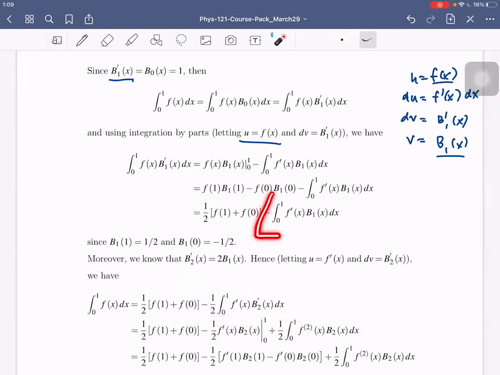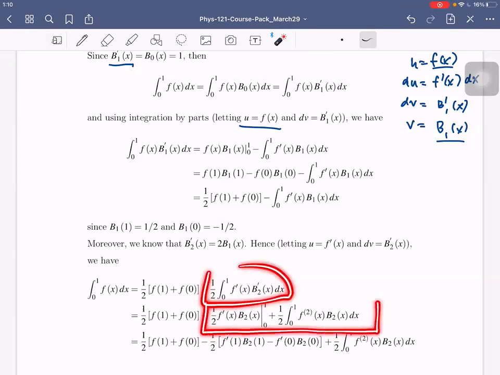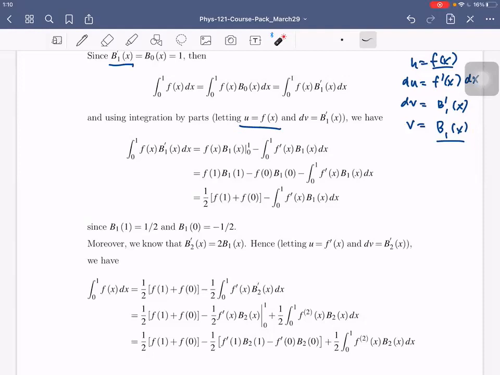So, here, we let f prime of x as u, dv is b sub 2 prime of x. So ganun ulit, parang na-extend yung mga integration natin. So, using this assumption, we can have this. Magiging itong buong to will become 1/2 times f prime of x, b sub 2 of x, evaluated from 0 to 1.